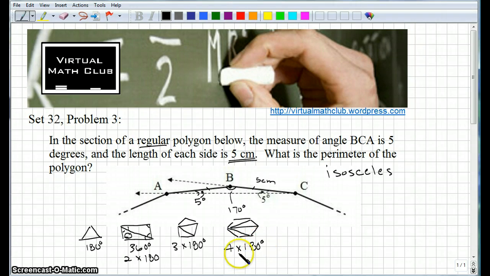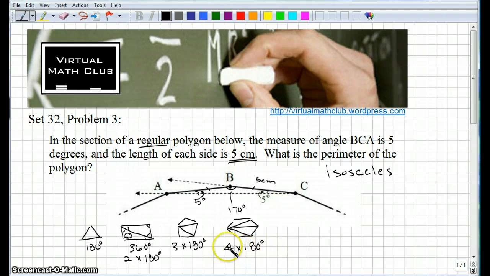Alright? There's a pattern here, right? So this 4-sided figure has 2 times 180 degrees in its interior angles. For a pentagon, which has 5 sides, we have 3 times 180 degrees for the sum of the interior angles. And for a hexagon, which has 6 sides, we have 4 times 180 degrees for the sum of the interior angles.